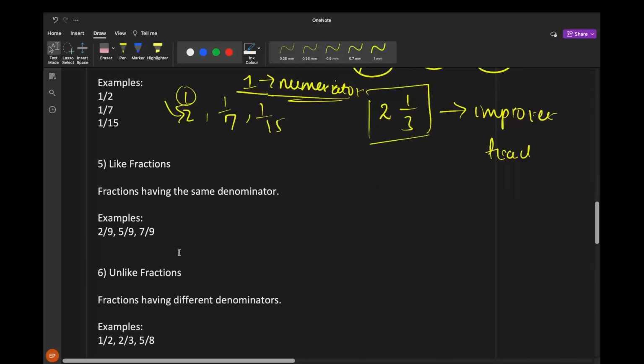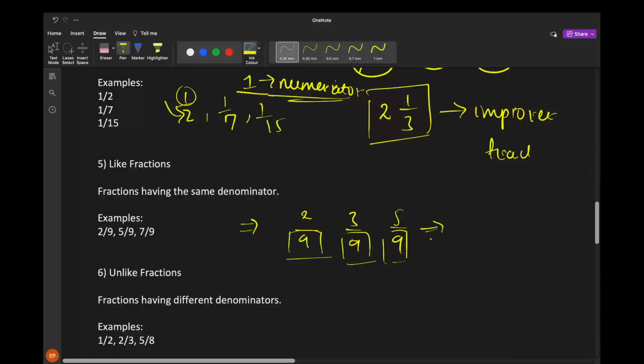And here come like fractions, meaning fractions having the same denominator. The denominator should be the same. Here you can see examples: 2 by 9, 3 by 9, 5 by 9, anything. Like fractions means we are dividing something into equal parts, and we are dividing into the same number of parts. Here also 9 parts, 9 parts, 9 parts. So 2 out of 9, 3 out of 9, 5 out of 9. If the denominator is the same, then that's called like fractions.